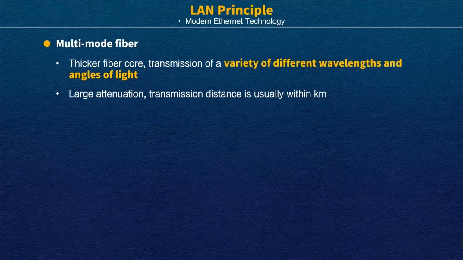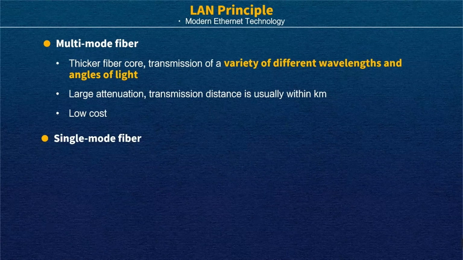And pay attention, because we use multimode fiber, it has a large attenuation and the transmission distance is usually within a km. But the advantage is it is low cost. Of course, compared with single mode fiber, this is low cost. But if you compare with UTP or STP, this one is very expensive.